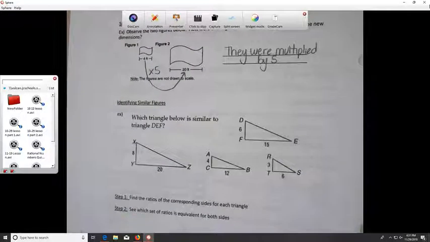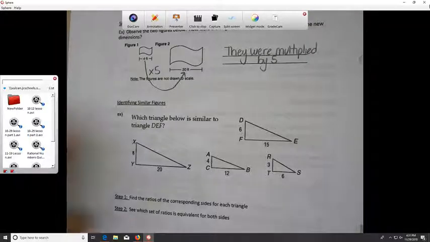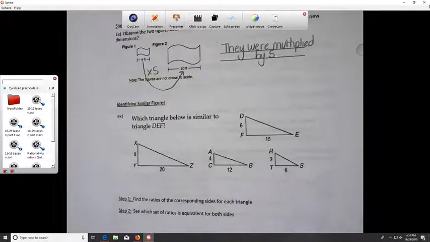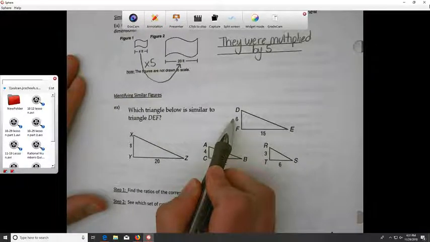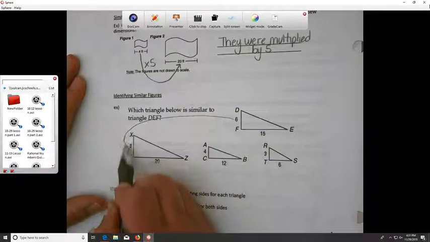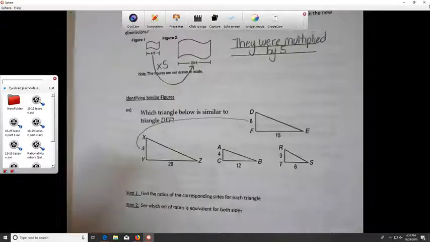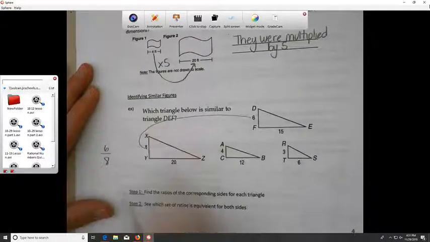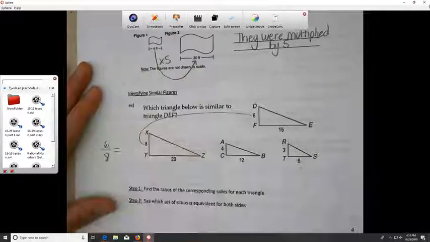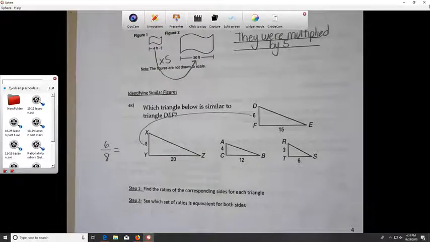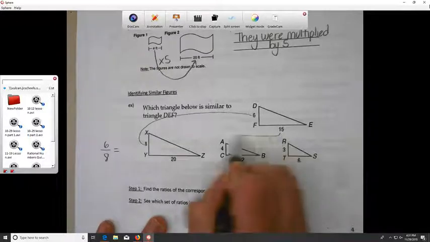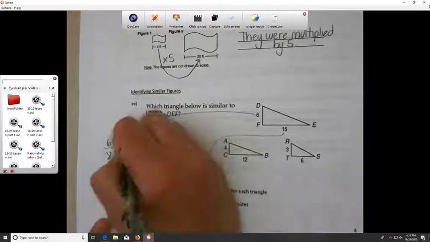Last question here says, which triangle below is similar to triangle DEF? So when we talked about similar figures, we said two figures are similar if their corresponding sides are proportional. So what I'm going to do is match up my corresponding sides and see if it's proportional. So if I take this side in the original triangle, that would correspond or match up to this side in this triangle. So I'm going to say 6 goes with 8. And I want to know, is that equal to the ratio of the other sides? So the 15 would correspond to the 20. So I would match those up.